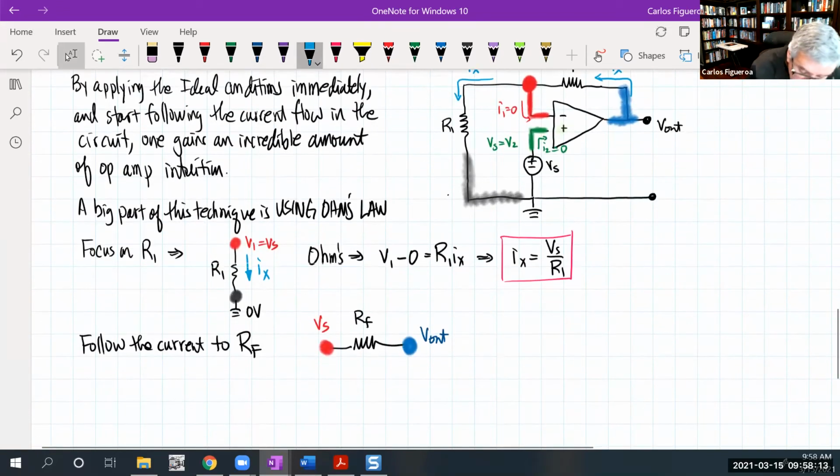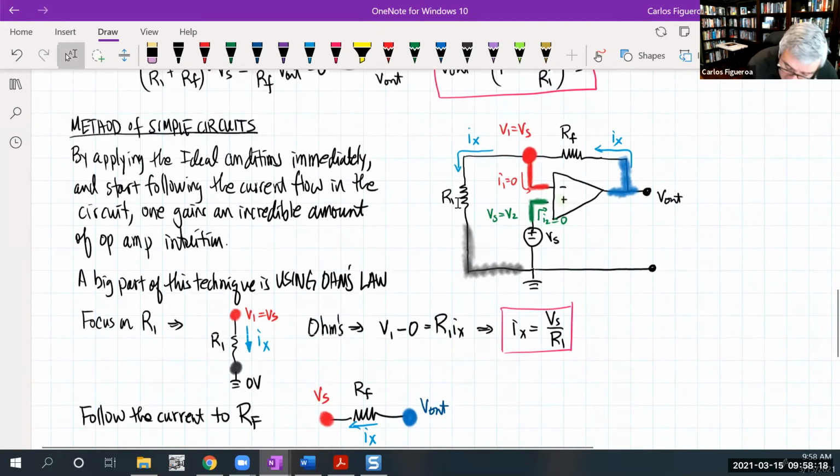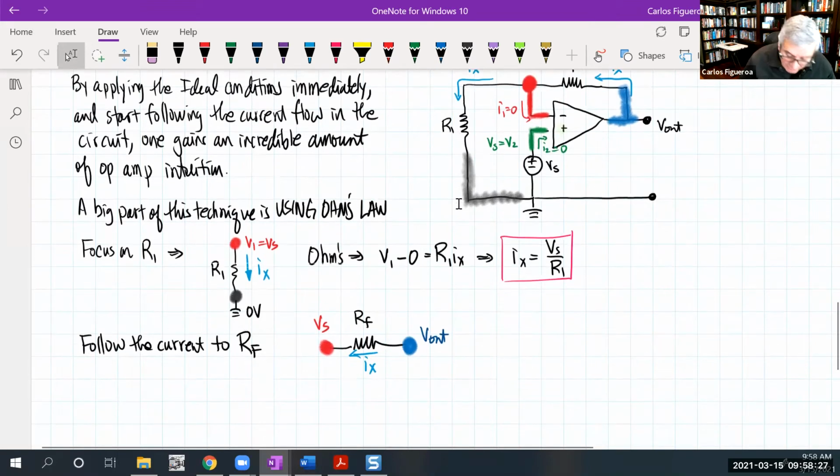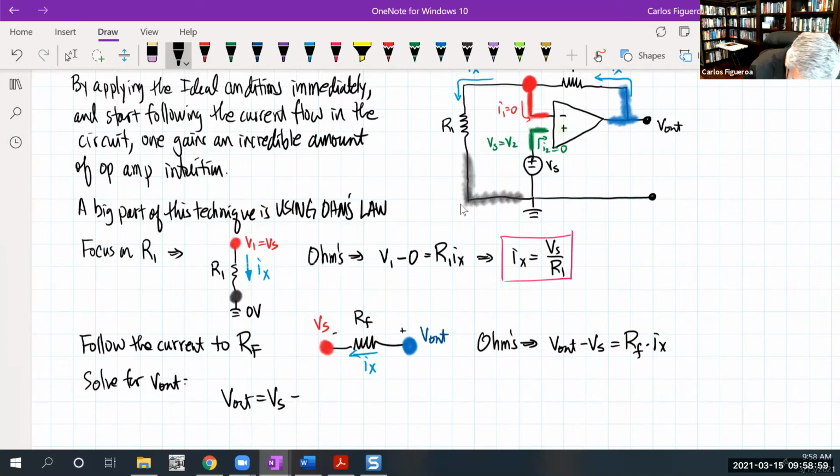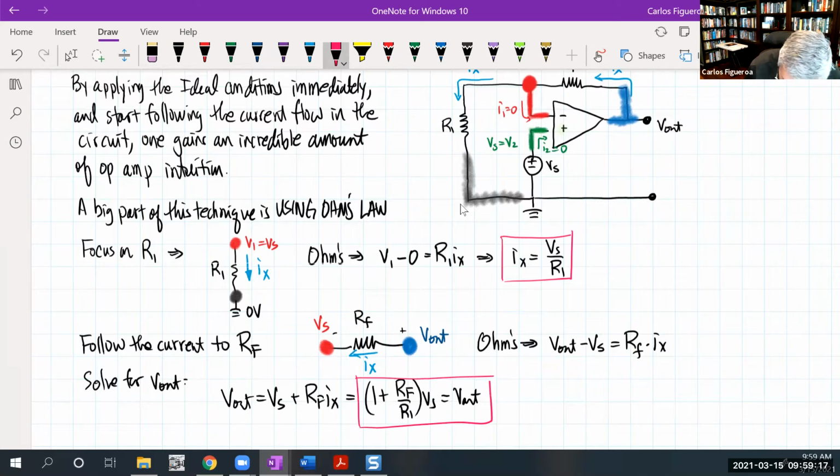But wait a minute. We know the current. That current is Ix because we know the condition of I1 equal to 0, that there's no current in there. So it's going straight right by that node here. So therefore, here we go, Ohm's law again. And what does Ohm's law say? Well, that must be the high, that must be the low. So therefore, V out minus Vs must be Rf times Ix. So let's solve for V out. If I solve for V out, you can see that this is Vs plus Rf Ix. But wait a minute, we know what Ix is. So then this becomes 1 plus Rf over R1 times Vs, which is V out, which gives us exactly the same result using node analysis.